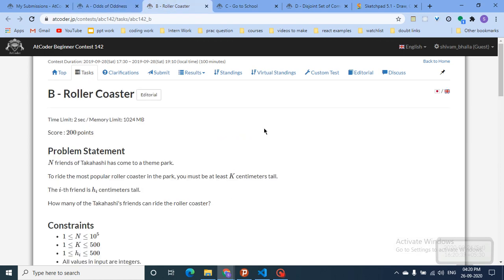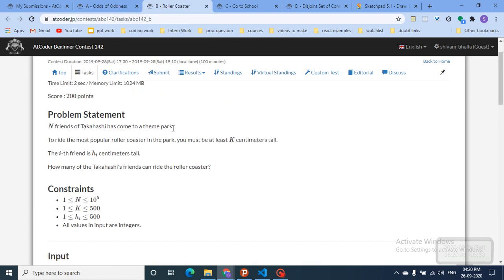Okay, the second question is also very simple. You are given that there are n friends who want to ride a roller coaster, but they must be at least k centimeters tall. You are given the height of every person, and you have to tell how many persons can ride the roller coaster. So you check whether the height of each person is greater than or equal to k, and count how many friends have height at least equal to k. Then you print that answer.